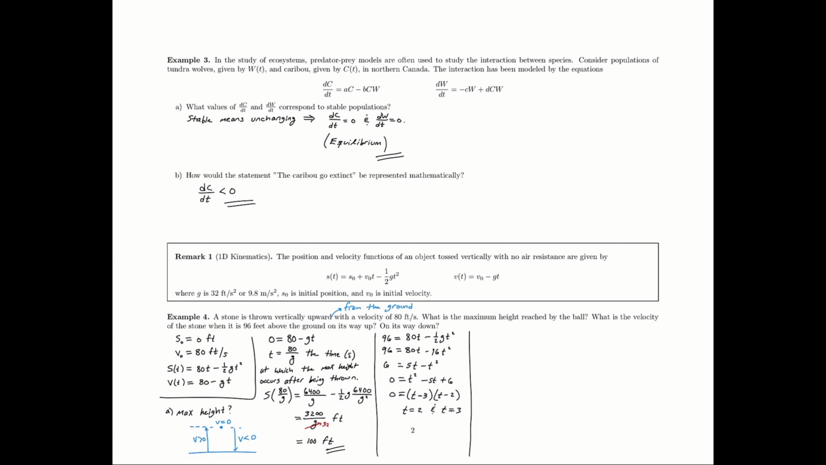So we can just figure out what the velocity is. V of 2, if you plug it in, you end up getting 16 feet per second. And this makes sense because it's positive, so it's definitely going up. And V of 3, we end up getting negative 16 feet per second. So this is upward, it's on the way up. And this is our downward velocity on the way down.